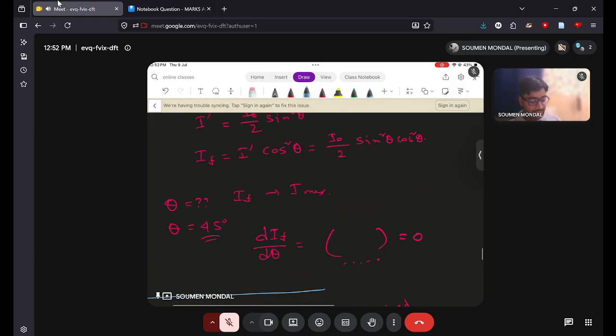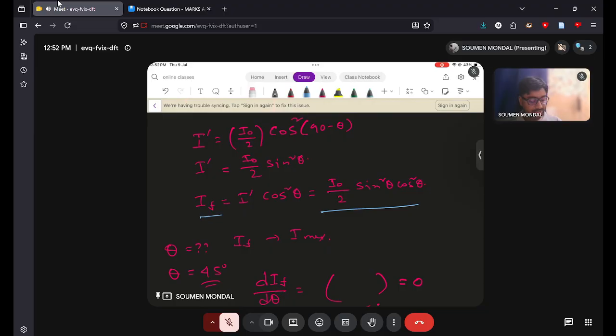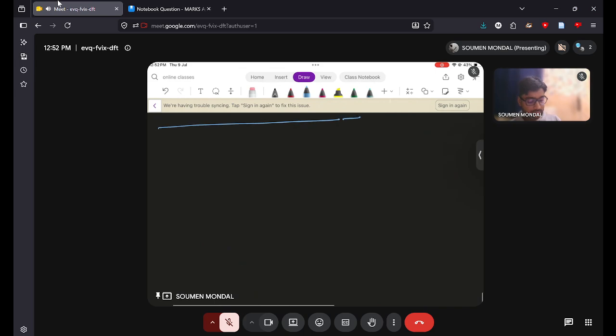We already discussed that the final intensity will look like this: I final is going to be I naught by 2 cos square theta sine square theta. So we have to take a messy derivative here. This I naught by 2 is a constant. You can think of this as I prime and then cos square theta sine square theta. So no problem. So dI by d theta we need to do.